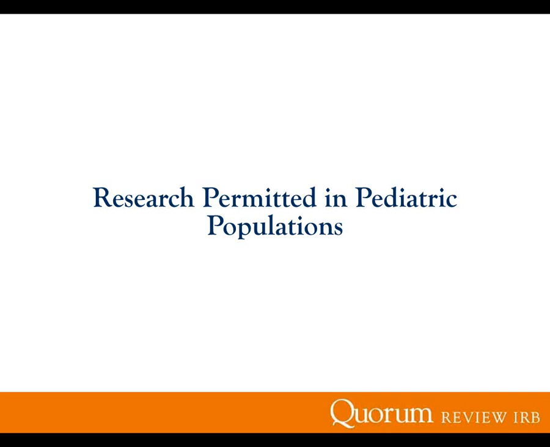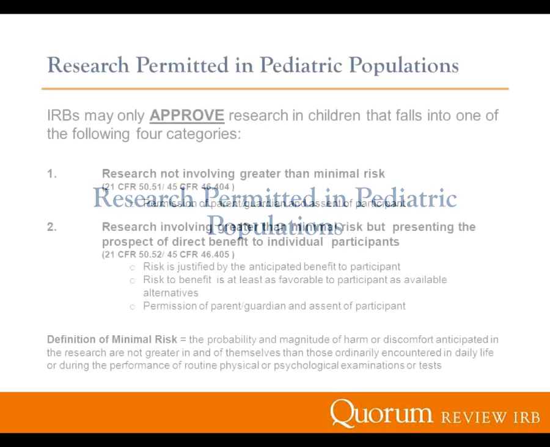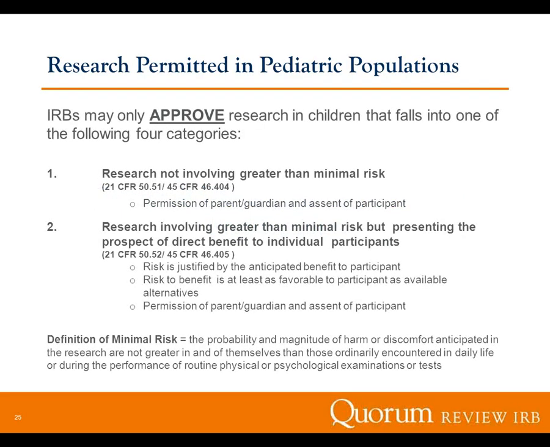So now let's move on to the bulk of the presentation today, and let's start talking about actually conducting research in pediatric populations and how does that work. So first, what research is even permitted in pediatric populations? IRBs may only approve research in children that falls into one of the following 4 categories.